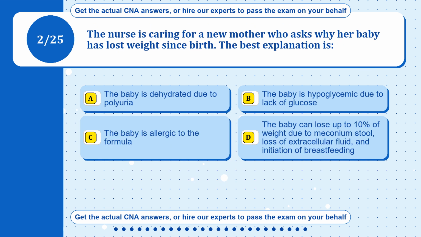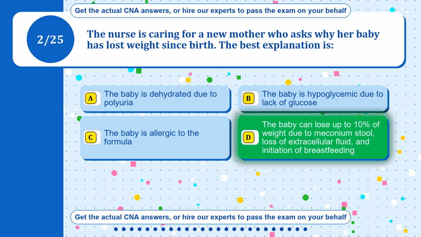Question 2. The nurse is caring for a new mother who asks why her baby has lost weight since birth. The best explanation is: Option A. The baby is dehydrated due to polyuria. Option B. The baby is hypoglycemic due to lack of glucose. Option C. The baby is allergic to the formula. Option D. The baby can lose up to 10% of weight due to meconium stool, loss of extracellular fluid, and initiation of breastfeeding. The correct answer is option D.